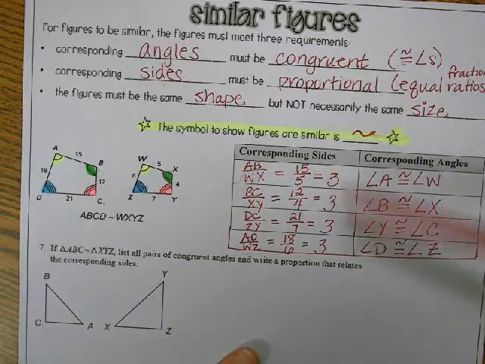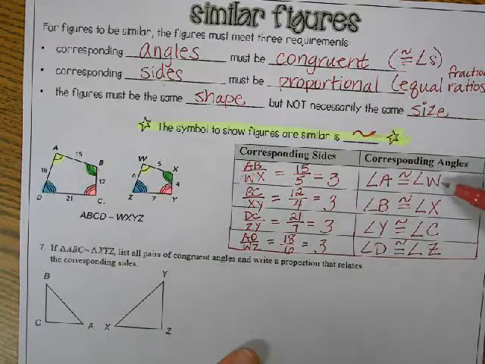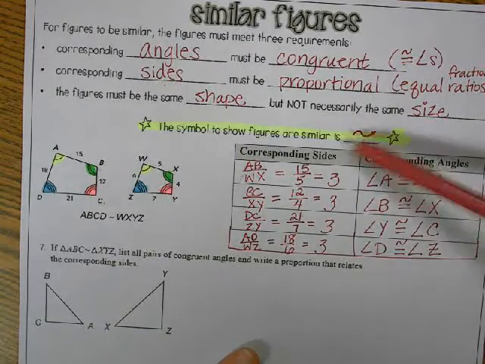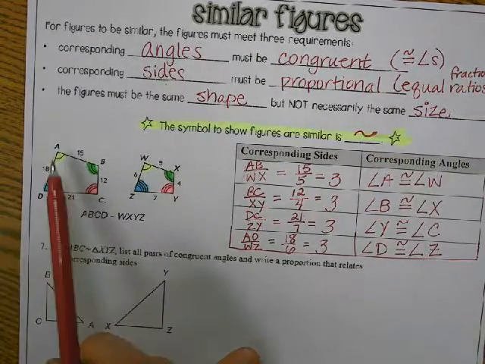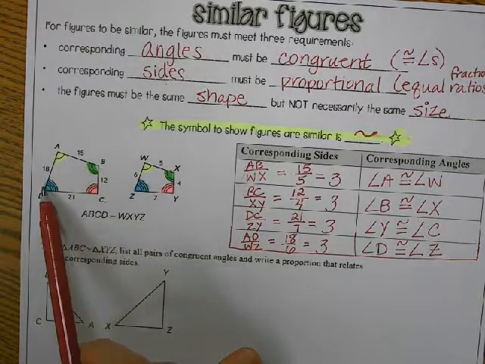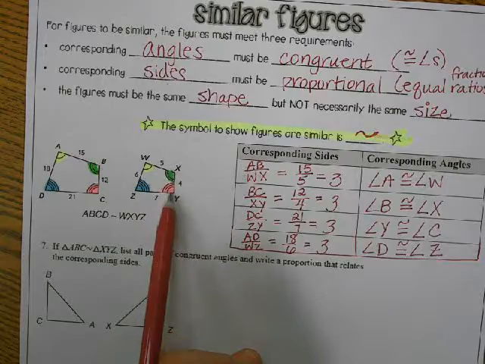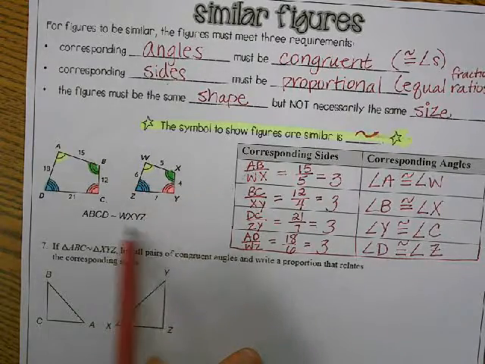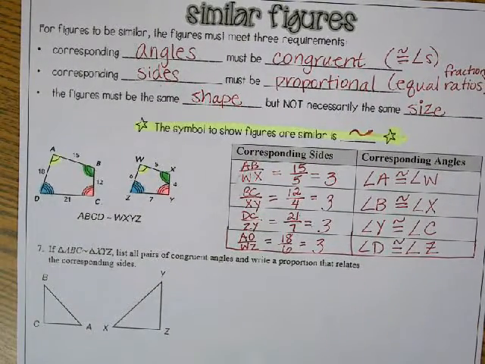So that must mean that the sides are proportional and the angles are congruent, therefore they are similar. So we would say ABCD, yellow, green, pink, blue, is similar to WXYZ, yellow, green, pink, blue. Okay, and order matters when we write our similar figures out.